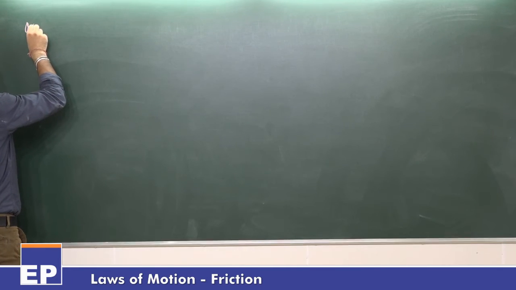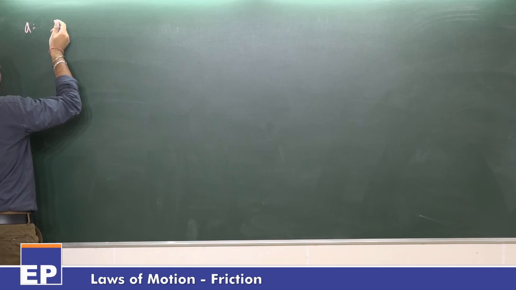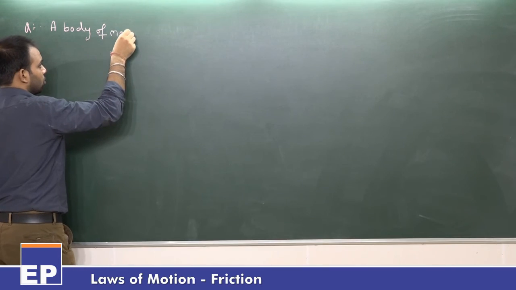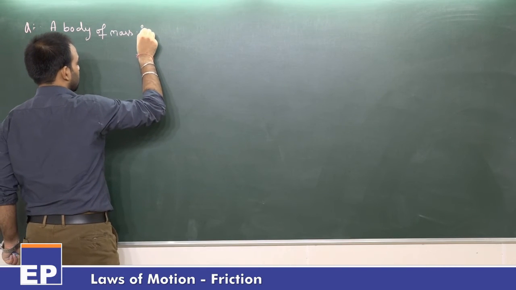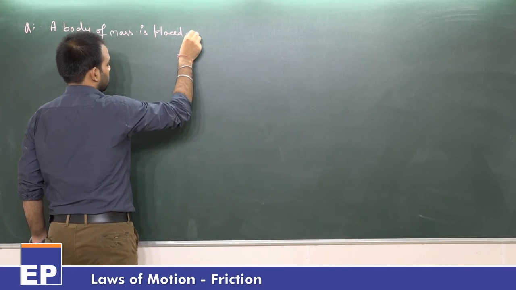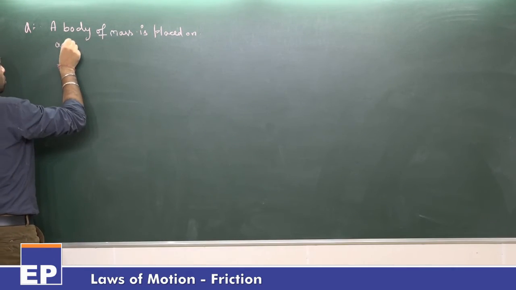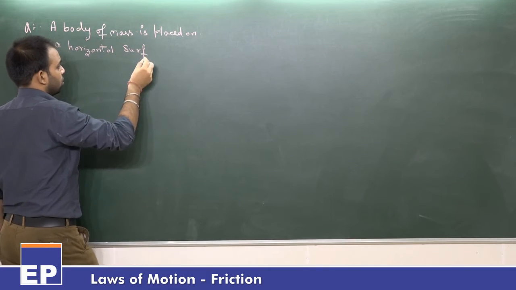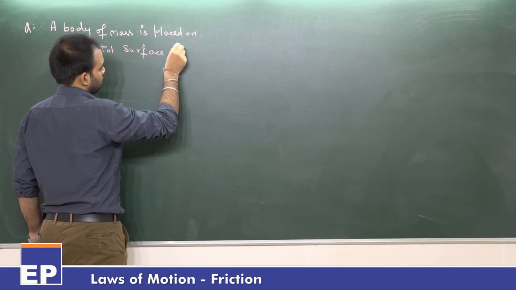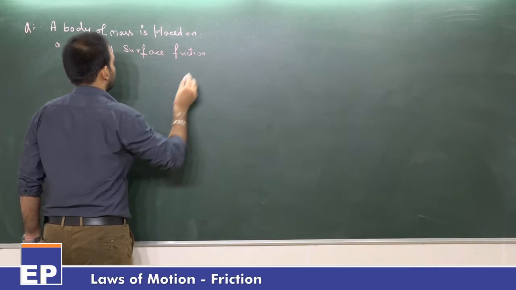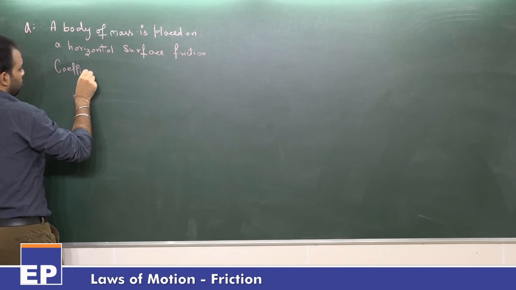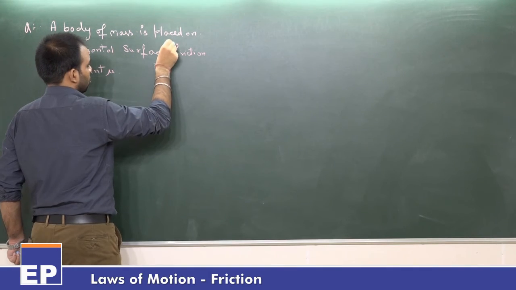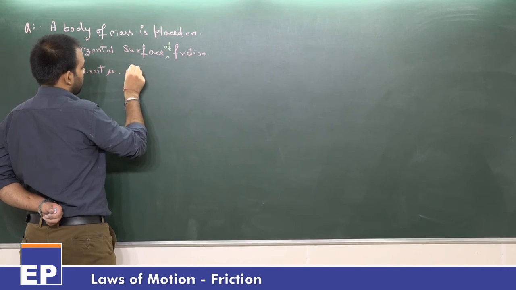देखो नेक्स्ट, a body of mass m is placed on a horizontal surface of friction coefficient mu. Friction coefficient mu. At what angle?